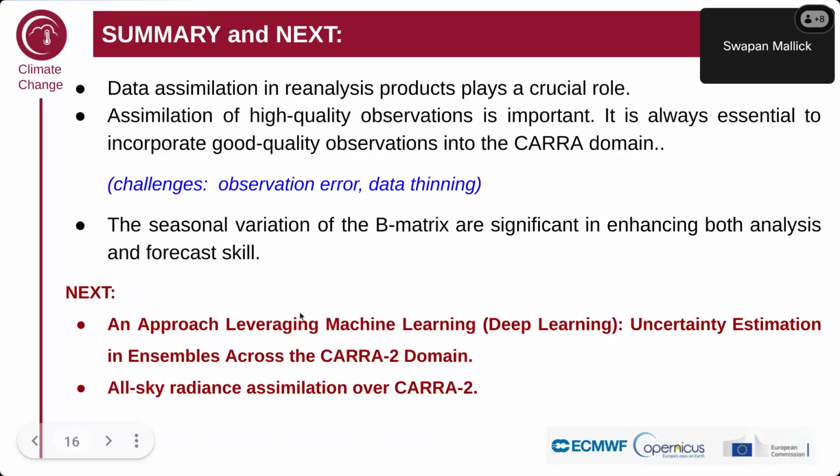Now coming to the summary, data assimilation in reanalysis products is always important, and obviously assimilation with high quality observations is very important. It is always essential to incorporate good quality observations into the CADA domain. The challenges obviously include observation error and data thinning, because in this polar region the observation error is quite higher compared to tropical as well as subtropical regions. And the seasonal variation of the B matrix significantly enhances both the analysis and the forecast skill.